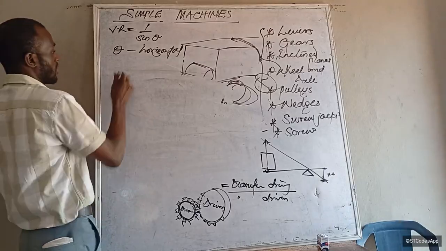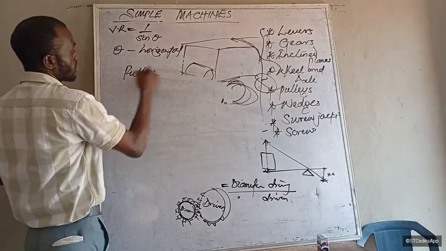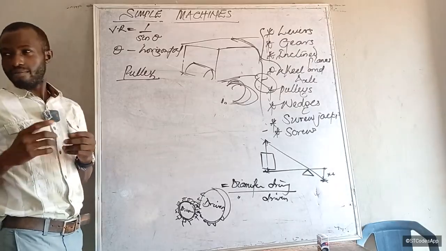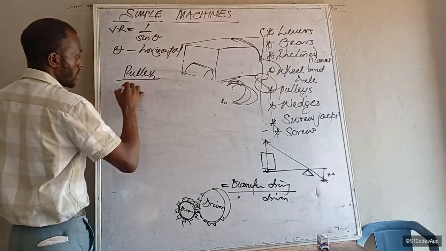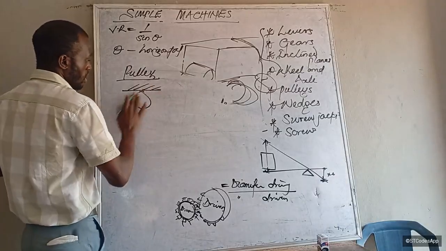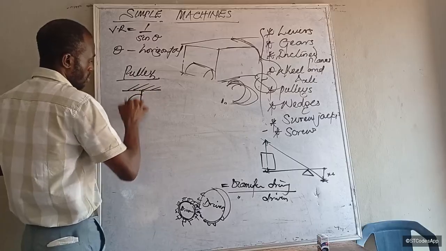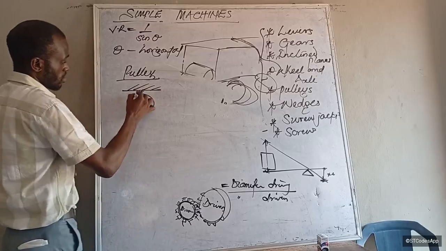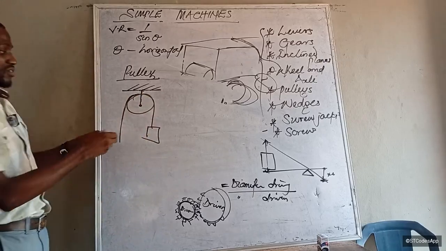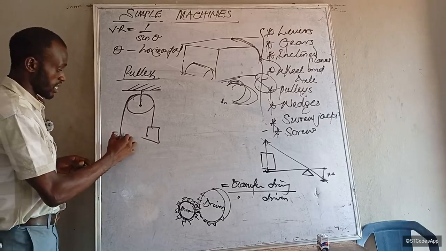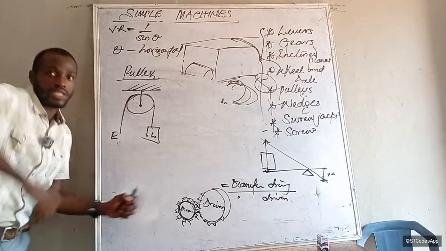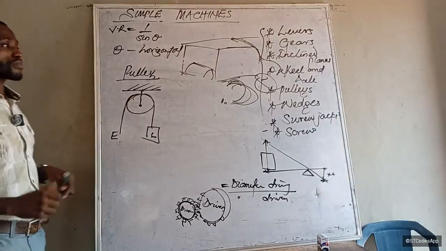Okay, so for the pulleys now, there are different types of pulleys. The first type of pulley is the very basic one. Here's a pulley. This is what a pulley is. There's a rigid structure connecting something. So you want to lift this load. You're applying your effort here, and your load is here. Is it clear? Do you understand now? Alright, so that's a pulley.